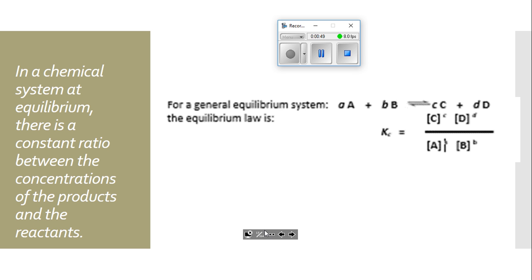So in any equilibrium system, Kc, which will be our equilibrium constant, can be calculated by taking, and if you look at the letters, the concentration of the products divided by the concentration of the reactants. The exponents in this expression are the coefficients in the balanced reaction.